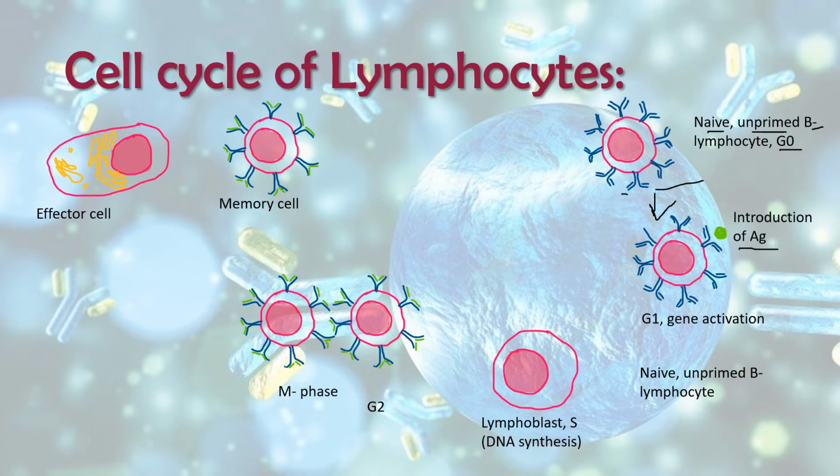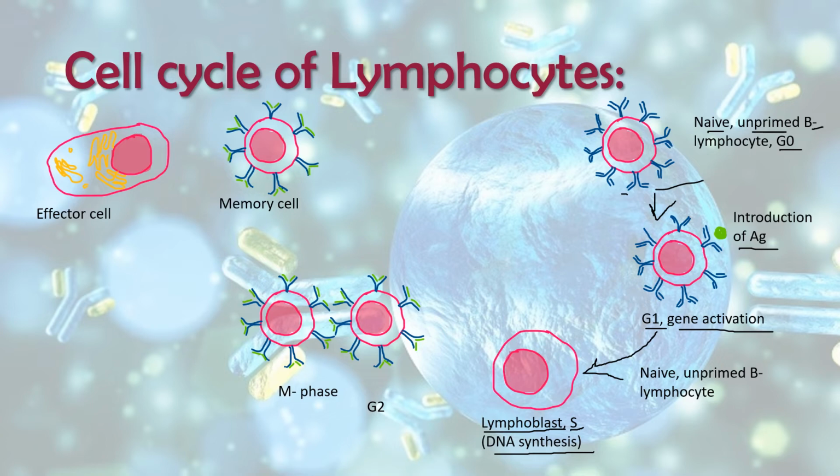Next they come to the G1 phase, or gene activation phase, where they are introduced to the antigens. After interaction with the antigen, they progress from G0 to G1 and S to G2 and M phase. As the cell cycle proceeds, the lymphocyte enlarges. It becomes enlarged and is now called a lymphoblast. This lymphoblast is formed during the S phase or DNA synthesis phase.